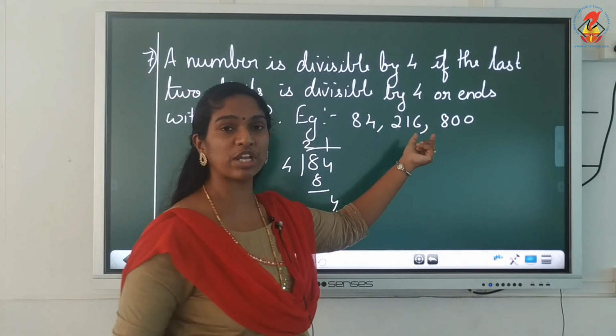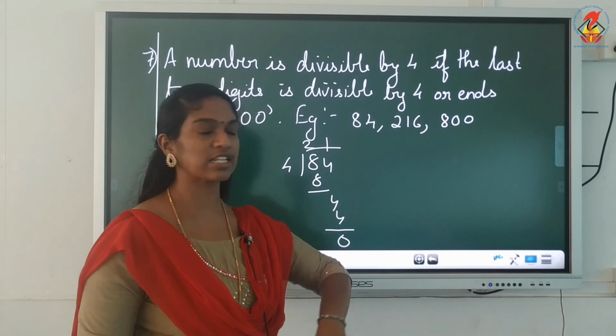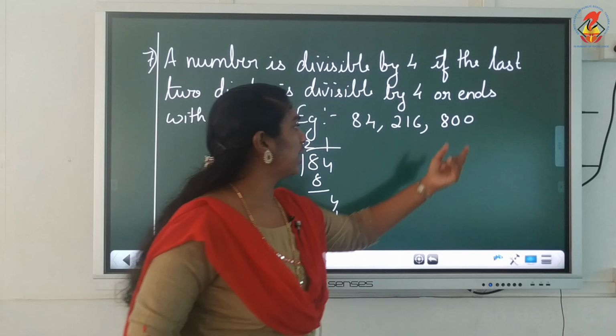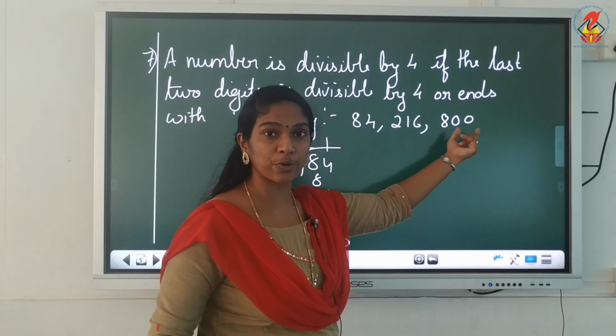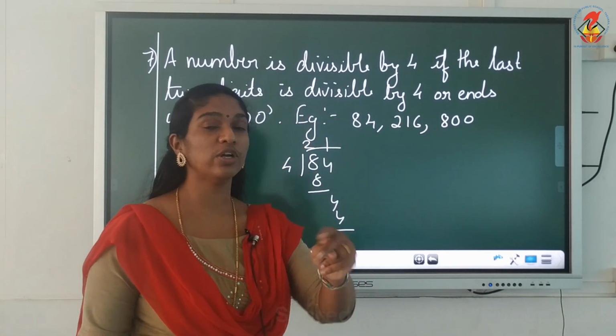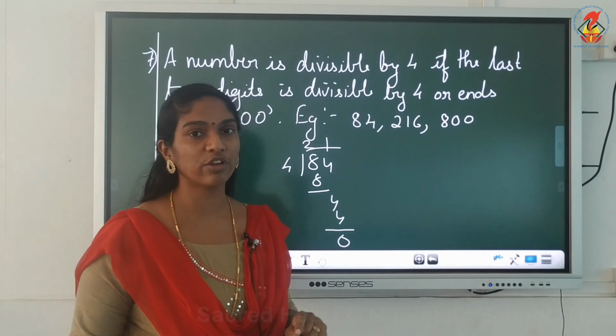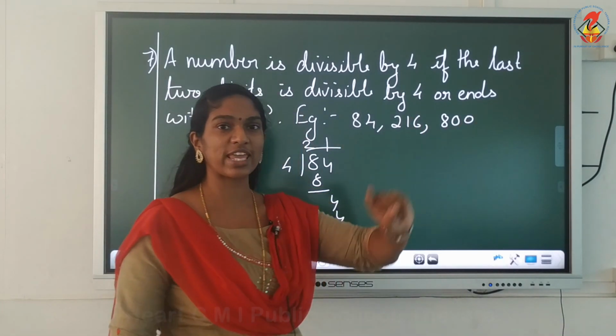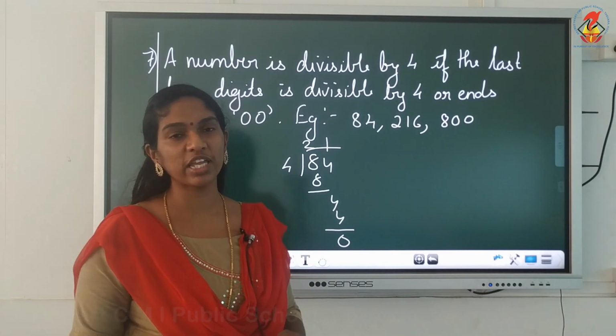16. Is 16 coming in 4's table? Yes. So I can say 216 is divisible by 4. Here, take the last 2 digits. 0 0. I told you, if it is 0 0, then it is also divisible by 4. So here I am having last 2 digits 0 0. So I can say 800 is divisible by 4.